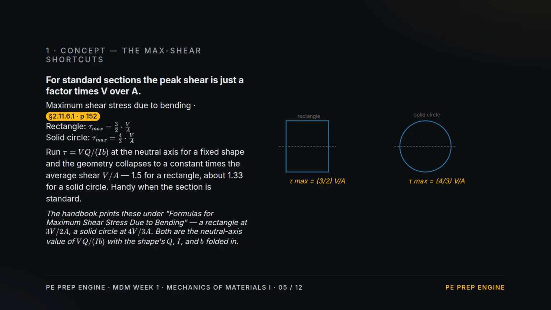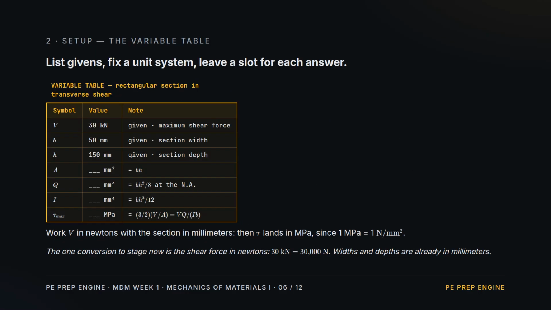Setup. Build the table. The shear force, width, and depth up top, then a blank with its formula for every unknown. The area, the first moment at the neutral axis, the moment of inertia, and the peak shear stress. Then commit to one unit system. I'll keep the shear force in newtons and the section in millimeters, so the stress lands directly in megapascals. The one thing to stage now is the shear force in newtons.